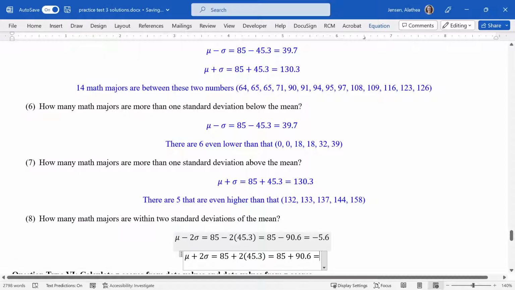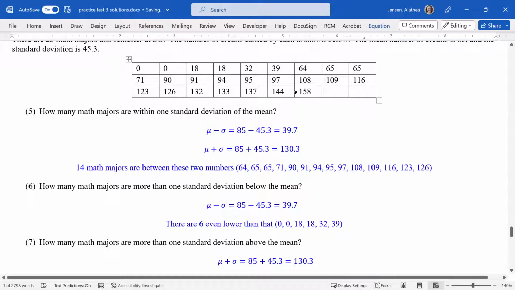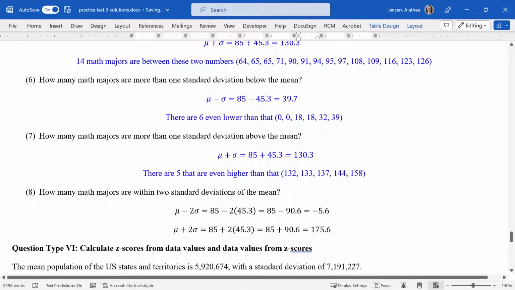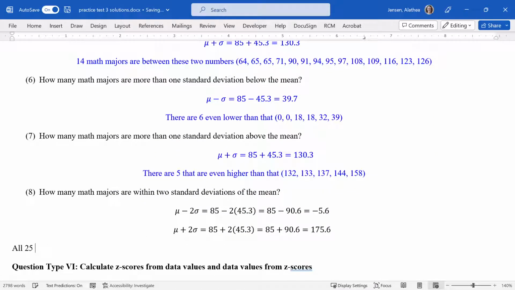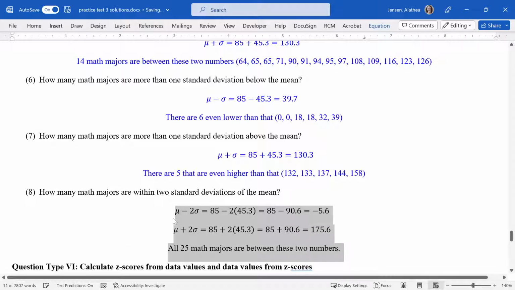So 175.6. All right, and then I think everybody's positive, so they're at least above this number. And then 175, I think that's more than the max. So yeah, everybody is between those two numbers. So all 25 math majors are between these two numbers. All right, so that's the end of that section.